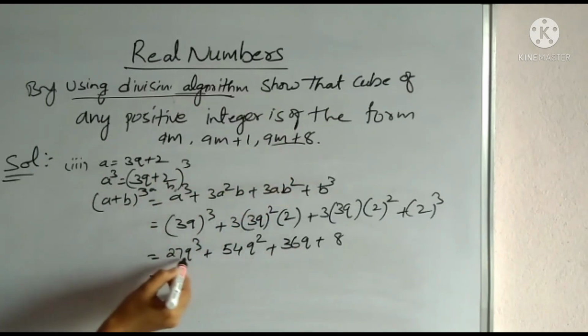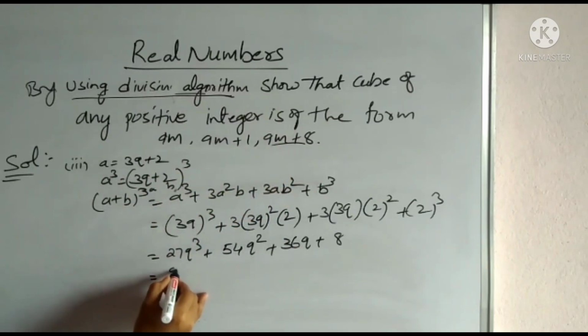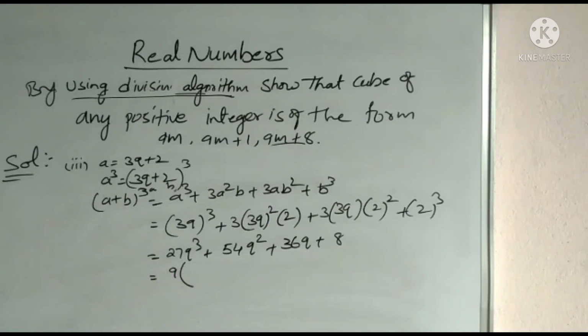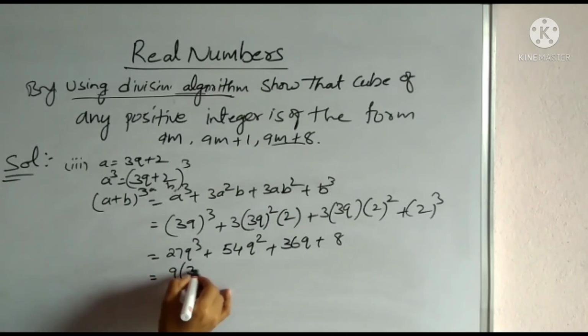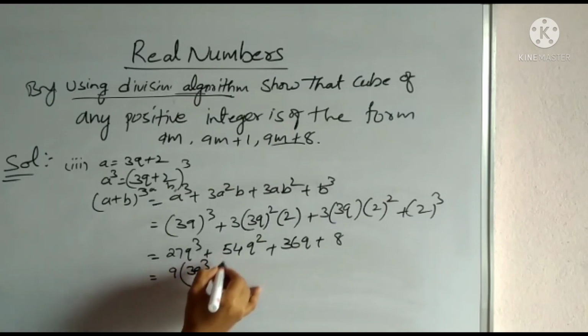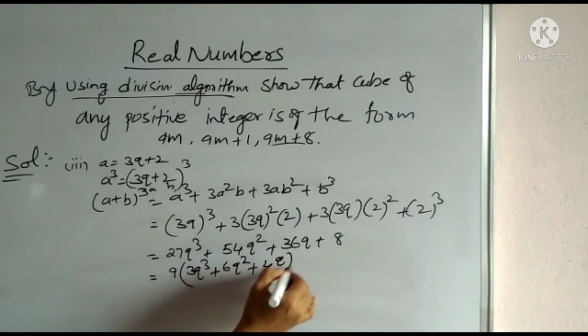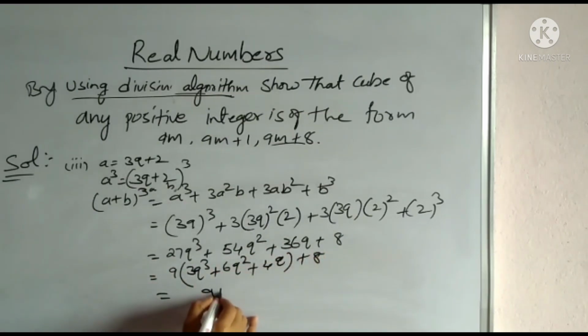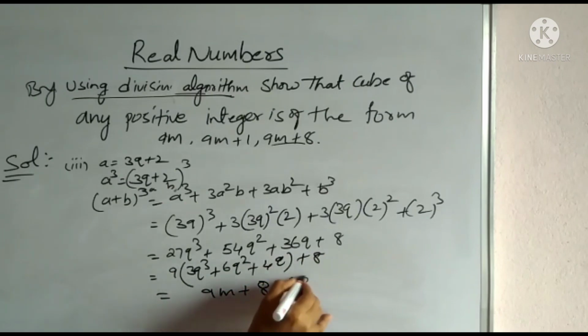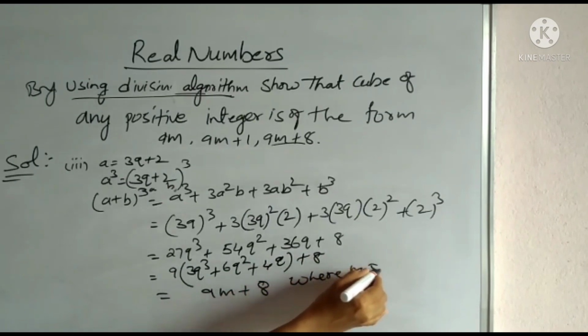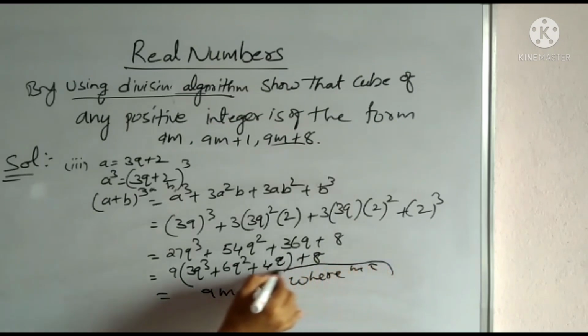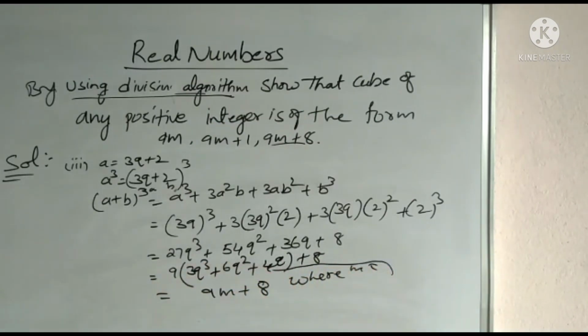So all this we should write as 9 into something. 9 3 cube, 9 6s are 54, 9 4s are 36, so 9 into (3q cube plus 6q square plus 4q) plus 8. So now it is in the form of 9m plus 8, where m equal to this, which is in the bracket. Okay. So therefore the cube of any positive integer can be expressed as 9m, 9m plus 1, 9m plus 8.